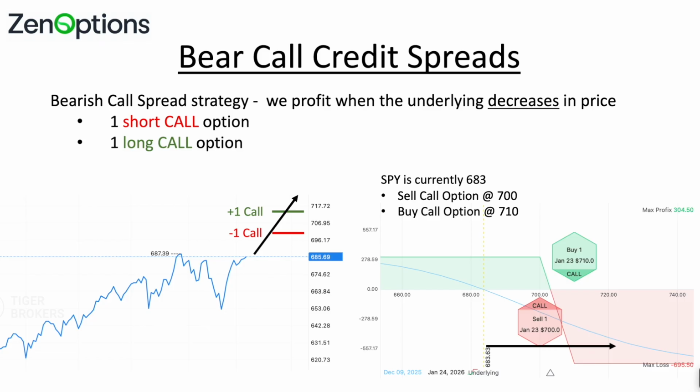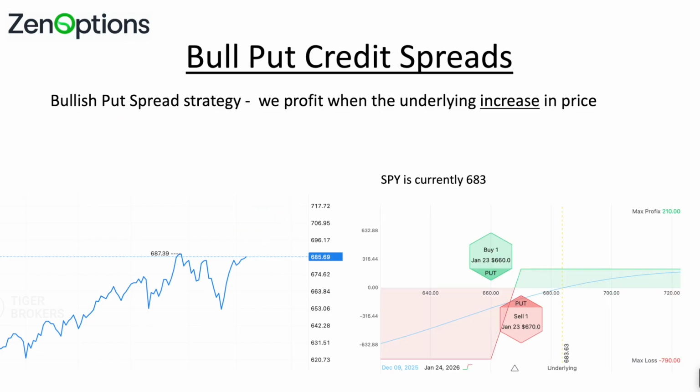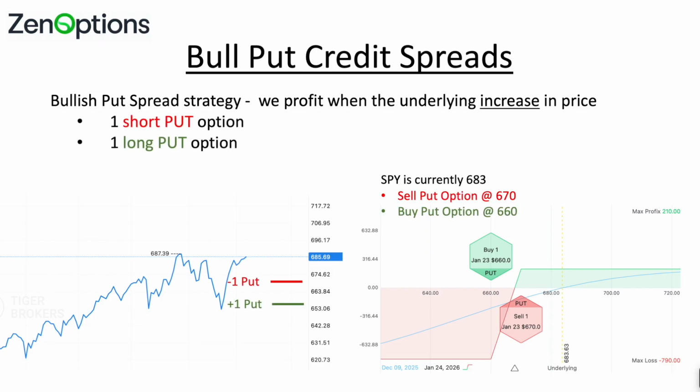On the bullish side, a put spread works the same way in the opposite direction. Still using SPY at 683, I sell the 670 put and buy the 660 put. If SPY stays above the short put, the spread profits. If price falls into the strikes, the trade enters the loss zone. Below the long strike is the max loss area. These three scenarios, profit, loss, and max loss, are always known in advance and help us manage our positions better.